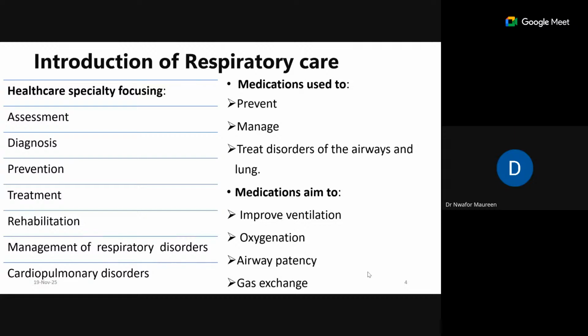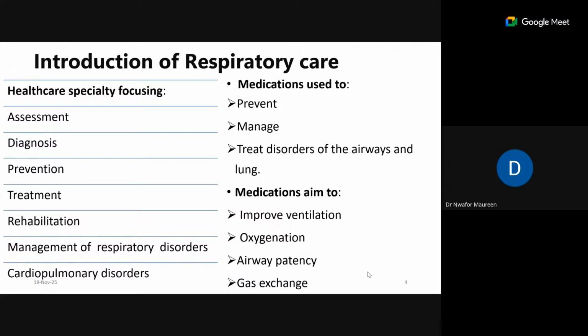Medications, their aim is either to prevent or to manage, to treat such disorders of the airways and the lungs. The aim of using such medications is to improve patient ventilation, improve airway patency, and gaseous exchange. These are the goals. Any medication we're going to use to help such patients with respiratory disorders, these are the aims for which we are using it.